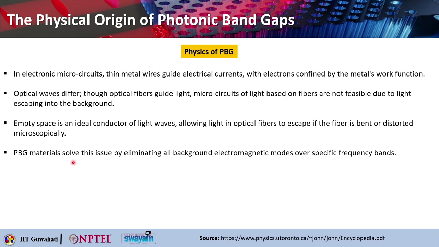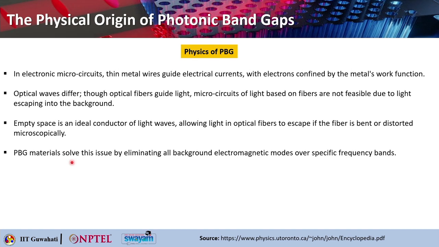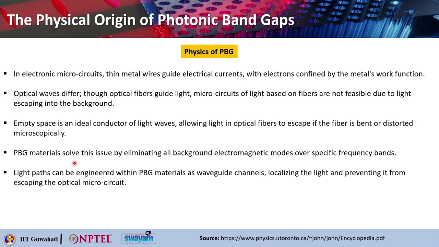So PBG materials could solve this issue by eliminating all background microscopic electromagnetic modes over specific frequency bands. And that is why when you have a photonic band gap crystal being used for very sharp bands, there is no leakage. So you can actually guide light over very sharp bands at the micrometer scale. So light paths can be engineered within PBG materials as waveguide channels, localizing the light and preventing it from escaping the optical microcircuit.